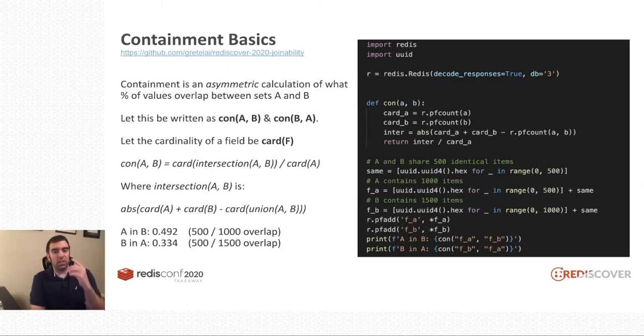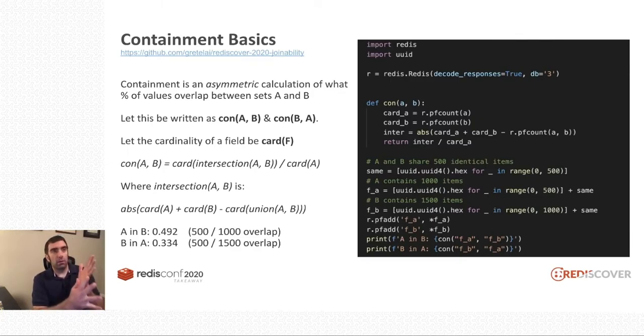So when we run this calculation and we are able to add each item to the HyperLogLog, which is named f_a and f_b respectively, we can run the inclusion-exclusion principle, determine the containment score, and on the bottom left here we see that the containment of A in B is approximately 50%, right?